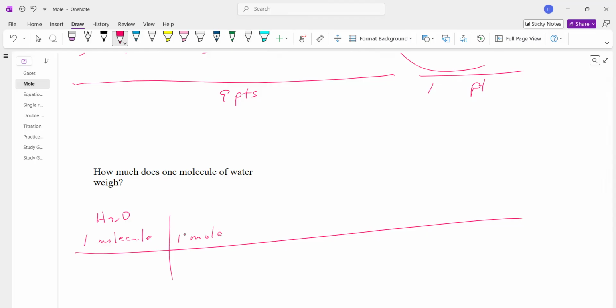So we need to get moles. Now, we're counting. What do we use when we count? What conversion factor?